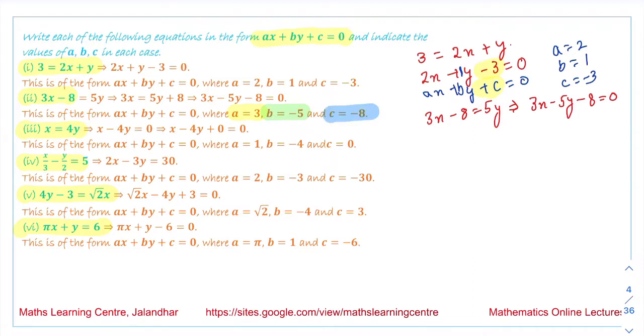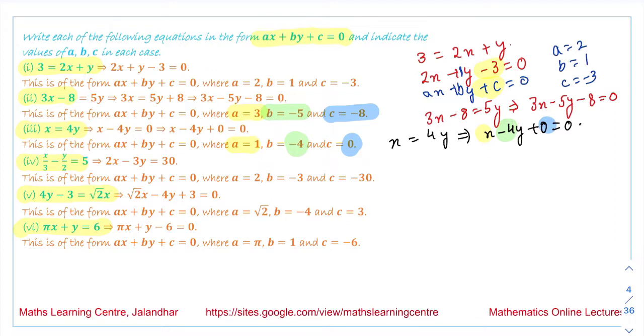Now in the next question we have x is equal to 4y. So this means we are talking about x minus 4y is equal to 0. The constant term is 0 over here. So what we get is a is equal to 1, then b is equal to minus 4, and the value of c we have is 0 over here.